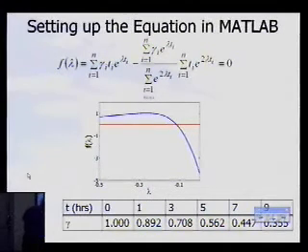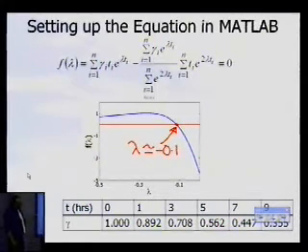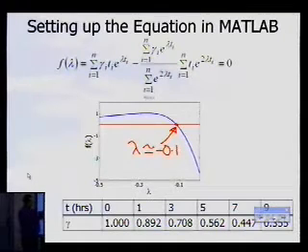What I find is that the root of the equation is somewhere here, because that's where it crosses the x-axis. It turns out to be approximately equal to minus 0.1. So that's where I'm getting lambda equal to minus 0.1 from a graphical point of view. Again, you have to understand that what I'm plotting is the left-hand side of the equation, which is f of lambda, as a function of lambda.